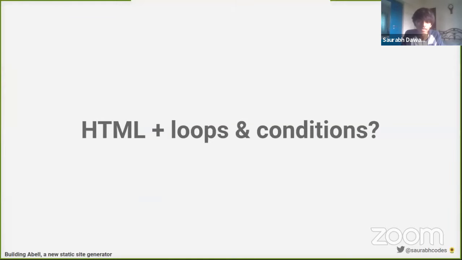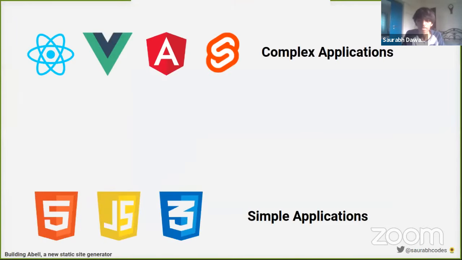So, wouldn't it be cool if we could just write loops over HTML and put conditions? This is how we build our applications today, right? We have simple applications that we build in HTML, CSS, JavaScript, and then we have complex applications where we go for frameworks. So yeah, we have these 4 frameworks.